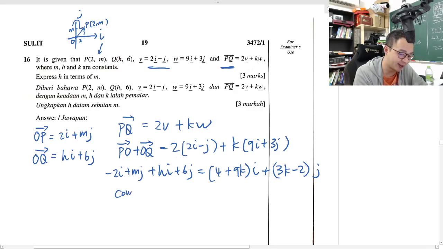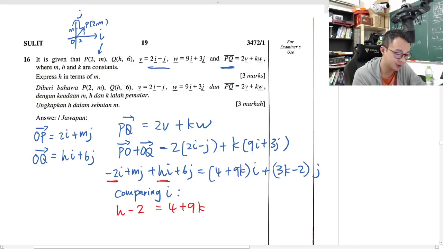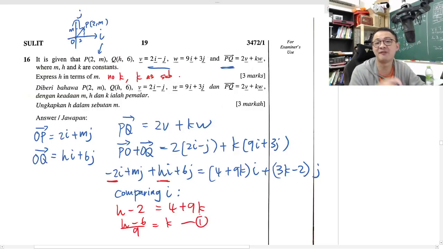Alright, then I compare i. So here I will focus on both i's. You can see here is i, here is another i. So h minus 2 basically equals 4 plus 9k. I want h in terms of m. You realize the question here has no k, right? That means I need to make k the subject. So h minus 6 over 9 equals k. I'm going to call this my first equation.